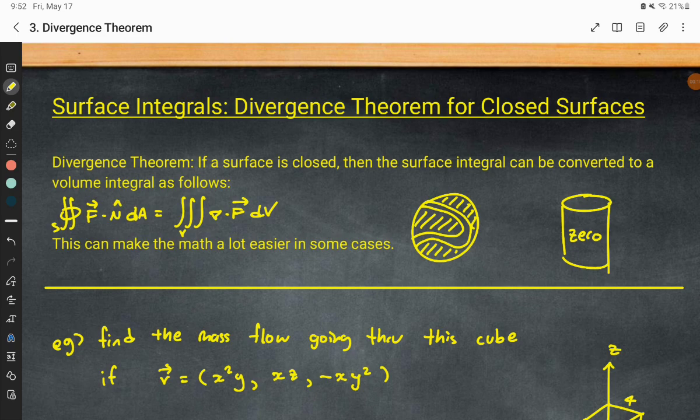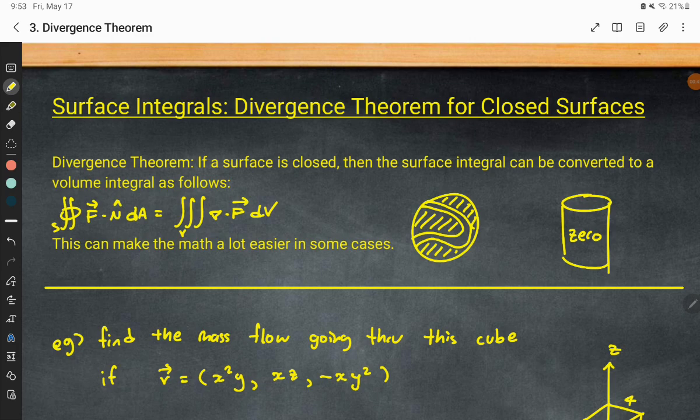If your surface integral is a scalar surface integral, you can't use any theorems, you just have to do it the hard way. But if it happens to be a vector surface integral, then there are some theorems that you can use in certain cases. With the divergence theorem, you can convert your surface integral into a volume integral that looks something like this, if your surface is closed.